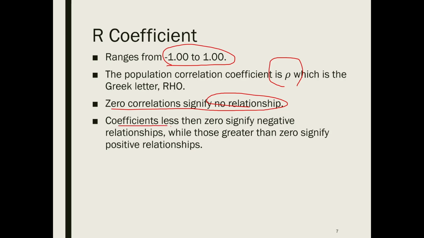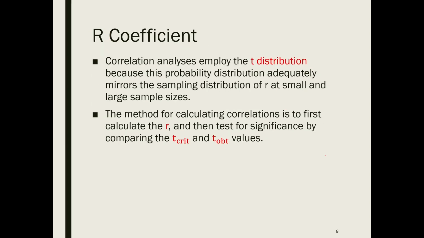A zero correlation means there is no relationship. A negative correlation coefficient means there is a negative relationship. A positive coefficient means there is a positive relationship. You can see this R is basically used in the sample, and for the population, we use rho as the correlation. For the correlation analysis, we use the t-distribution.